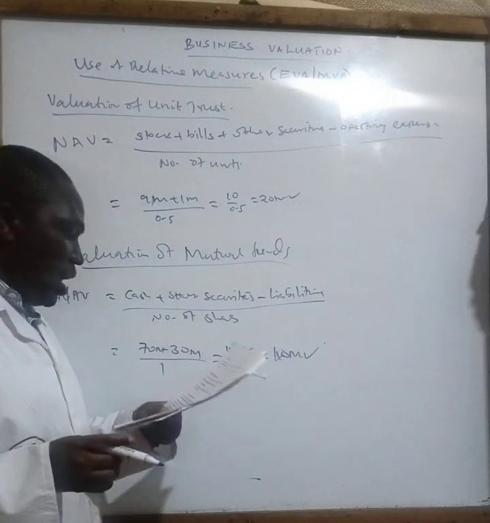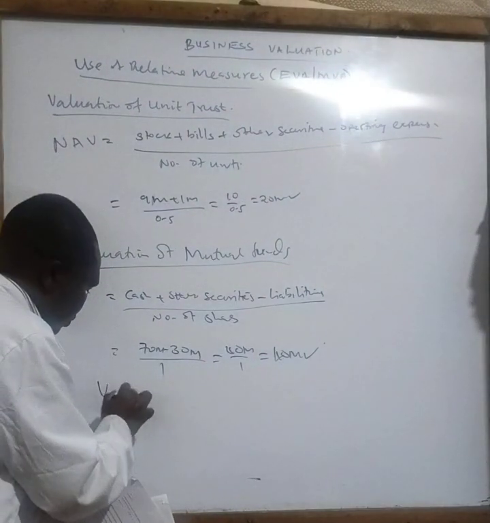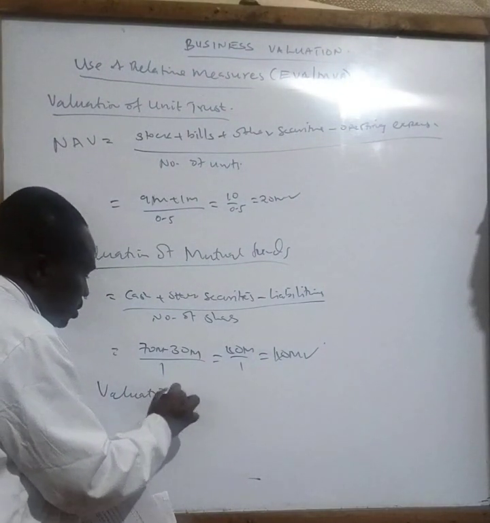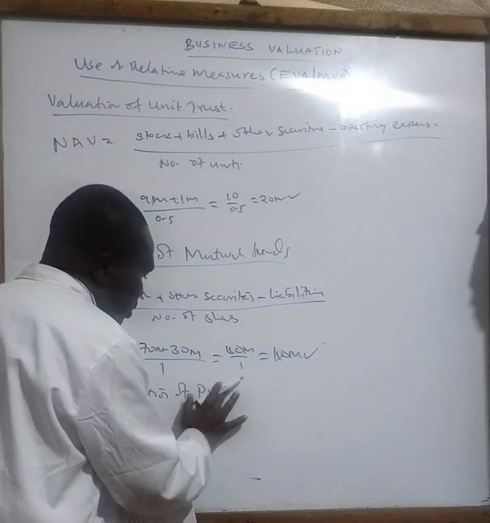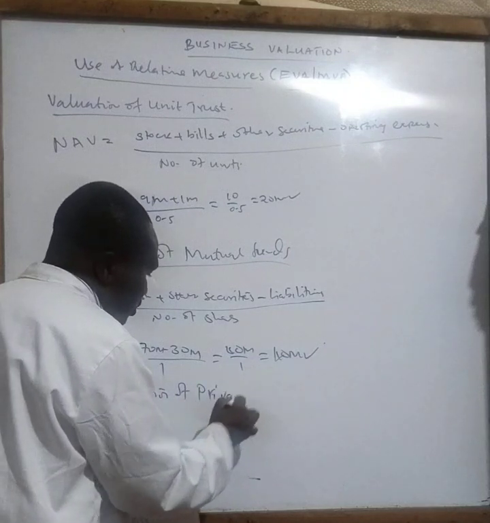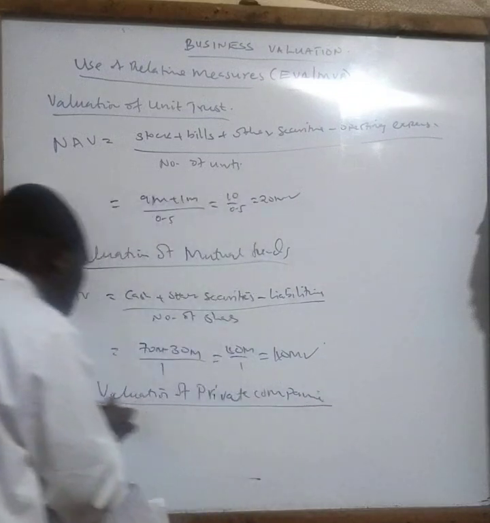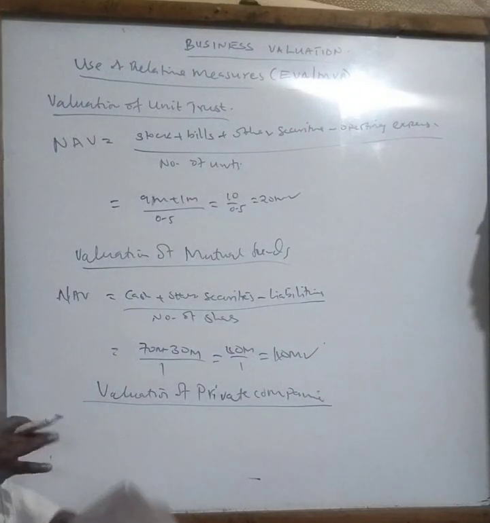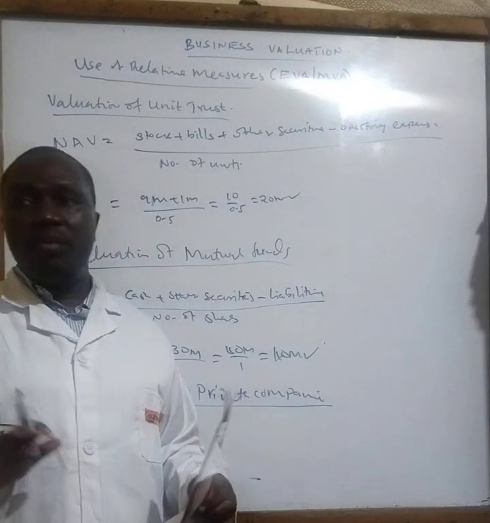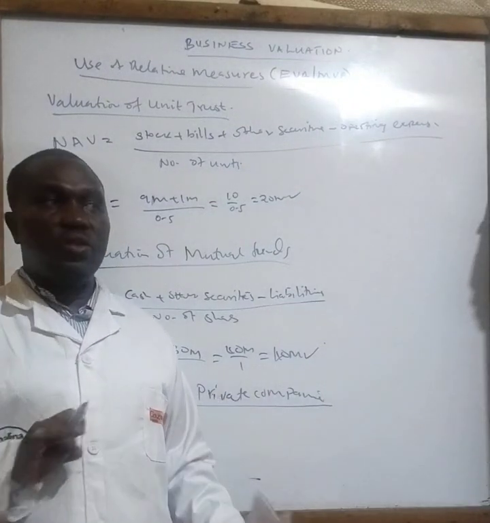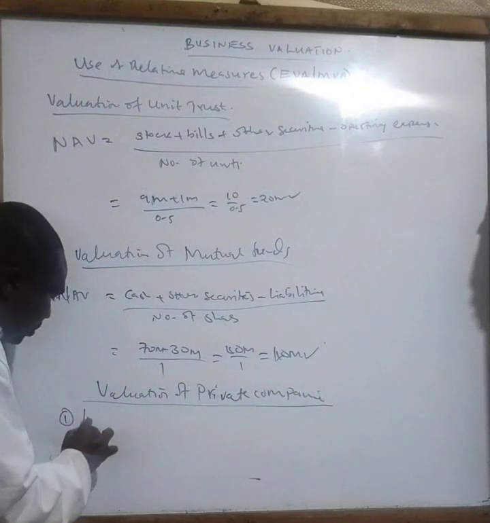Now we go to valuation of private companies. Private companies need also to be valued. And in most cases, most of the private companies are mainly valued based on the income approach. So we have two methods in which private companies can be valued. One is what you call the income approach.